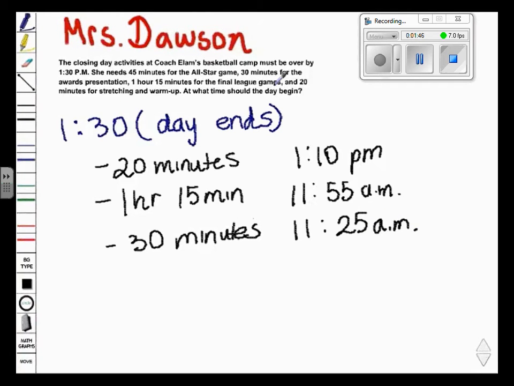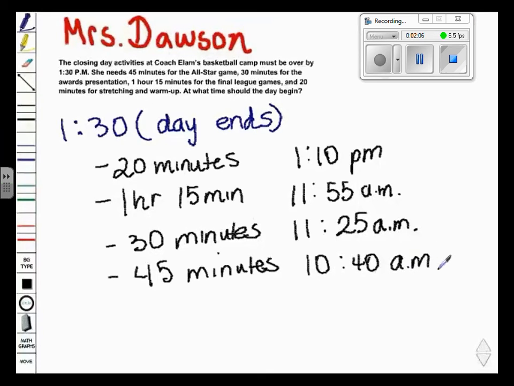And then last but not least, we have 45 minutes for the All-Star game. Working backwards from 11:25 a.m., 45 minutes takes us to 10:40 a.m. The camp should start at 10:40 a.m.